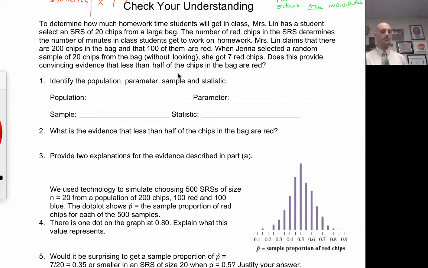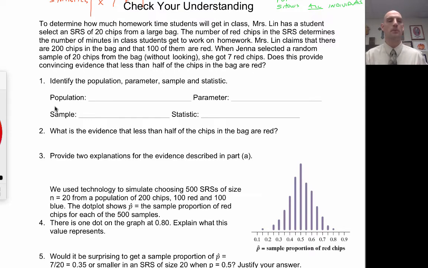So basically, Mrs. Lynn says there's 100 out of 200 that are red in the bag. And so people in the class are probably thinking, oh, if she pulls out 20, we're going to get 10, right? That's what we think. So it's a 50% chance. There should be about 10. Well, she pulls out 7. And so somebody might claim, well, there's only 7. Like, there should be 10. Maybe there's not as many red chips in the bag as she said there were. And so is it convincing evidence to say that there's not 100 red chips in the bag?